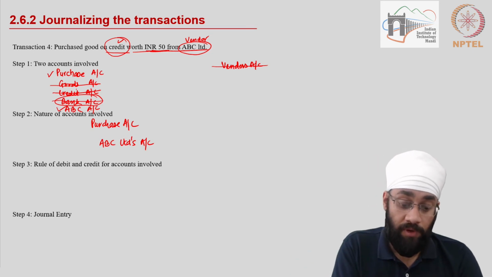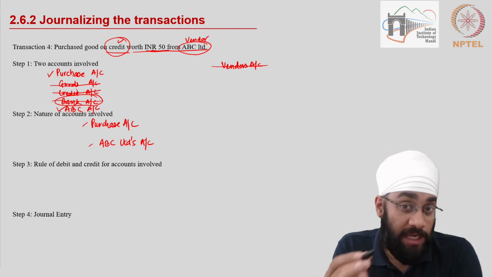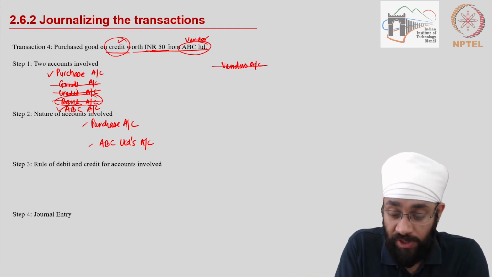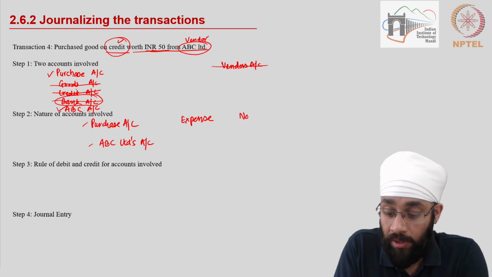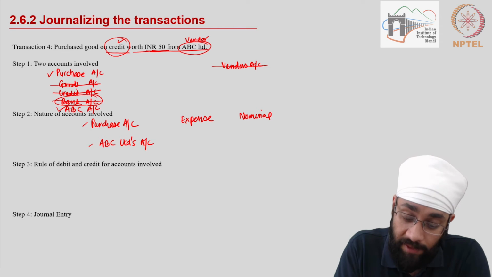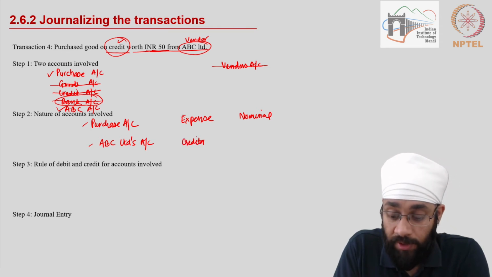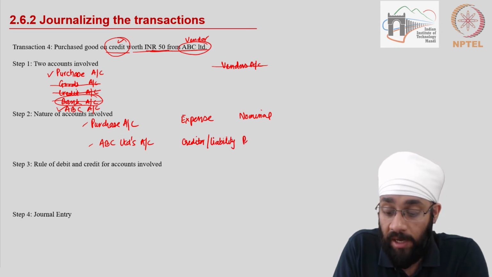There's a book where we're going to write all the purchase transactions. There is a book where we're going to write all the ABC Limited's transactions. What is the nature of these accounts? Purchase is considered an expense. Therefore, it is going to be a nominal account. ABC Limited, on the other hand, is your creditor. It is a liability. All liabilities are personal accounts.